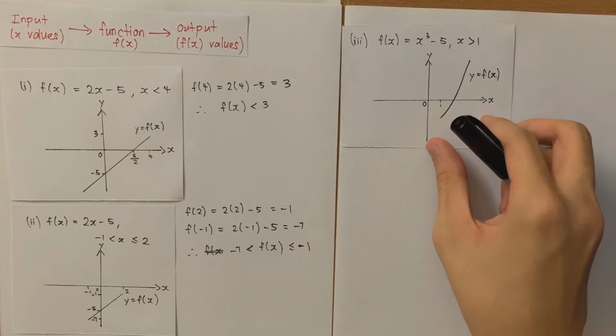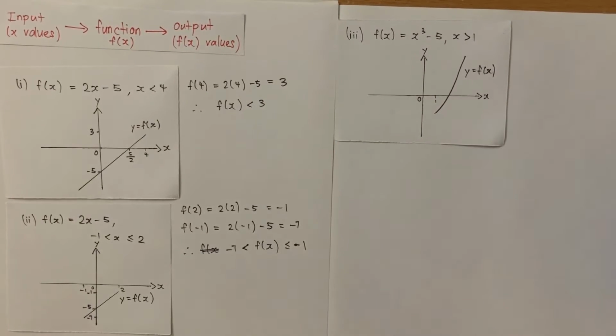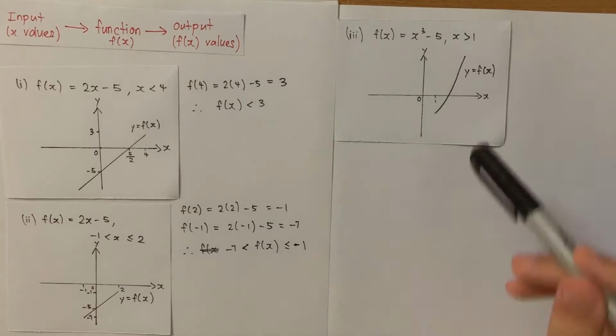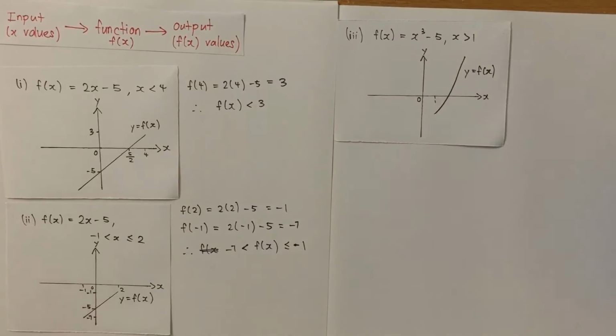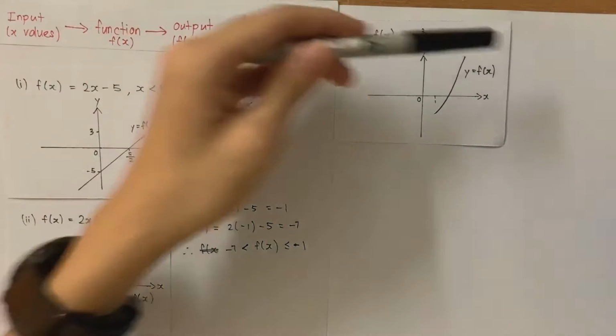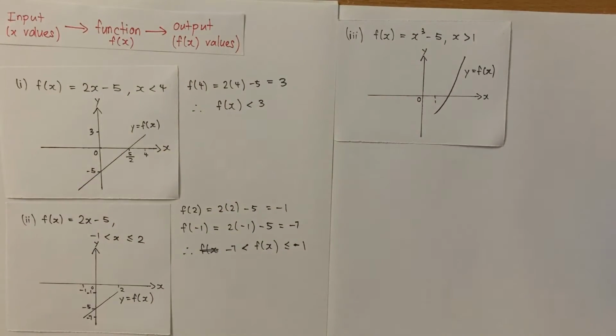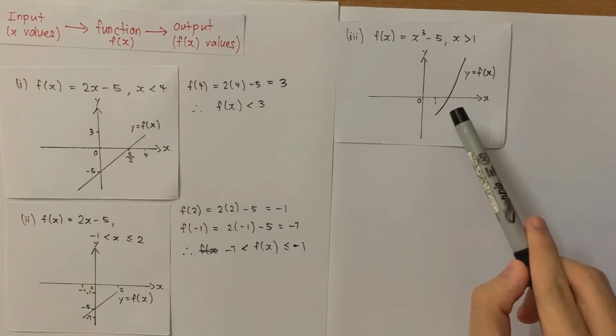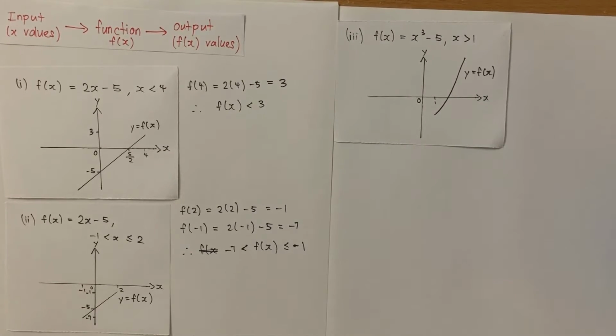Now what about something like this? This is a cubic graph. f of x is equal to x cubed minus 5, and we are going to restrict the domain such that x is more than 1. So you can see that for the cubic graph, the output is going to go up to infinity as x also goes to positive infinity. So the lowest point will be when x is equal to 1, and the highest point will be when x is very, very large, and f of x is going to be very, very large, up to positive infinity.